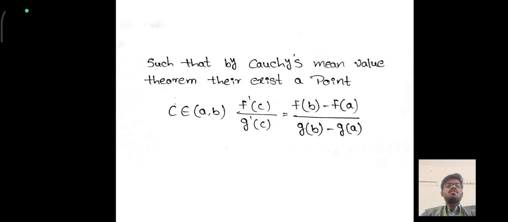Therefore, f of x comma g of x are differentiable in the interval a comma b, and g dash of x is not equal to 0 for all x belongs to a comma b, such that by Cauchy's mean value theorem, there exists a point c belongs to a comma b, such that f dash of c by g dash of c is equal to f of b minus f of a by g of b minus g of a.